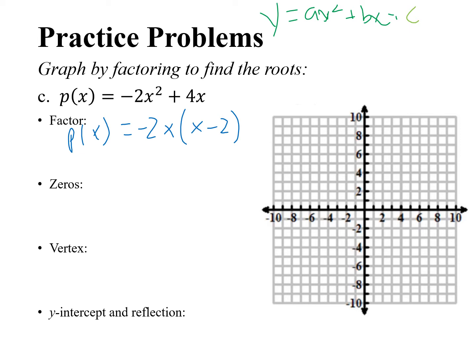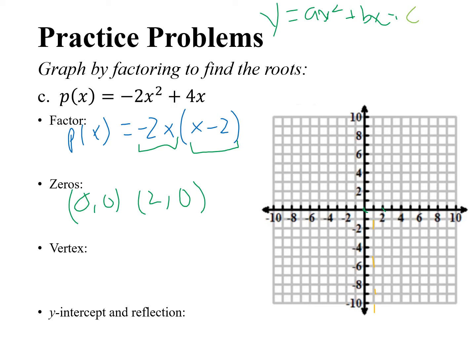So the next thing I need to do is find the zeros. And the same process applies even though I have a single term instead of a binomial. Either this piece or this piece needs to be equal to 0. So my two possible options: when x is 0, y is 0. And when x is 2, y is 0. So my 2 points look like (0, 0) and (2, 0), right there.